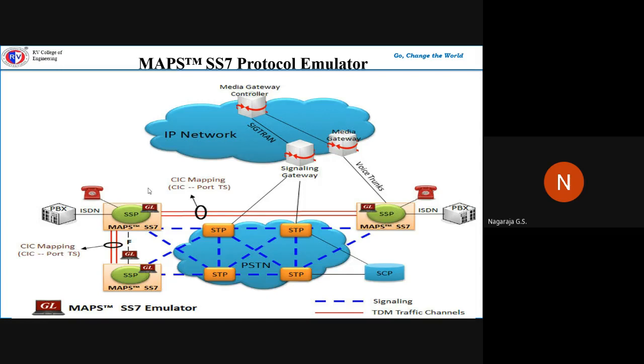How MAPS TM SS7 protocol emulators are well connected with the other kinds of networks with the help of message protocols or application level protocols to communicate with the other networks, starting from telephone networks to ISDN networks, or ATM networks, or even wireless networks.